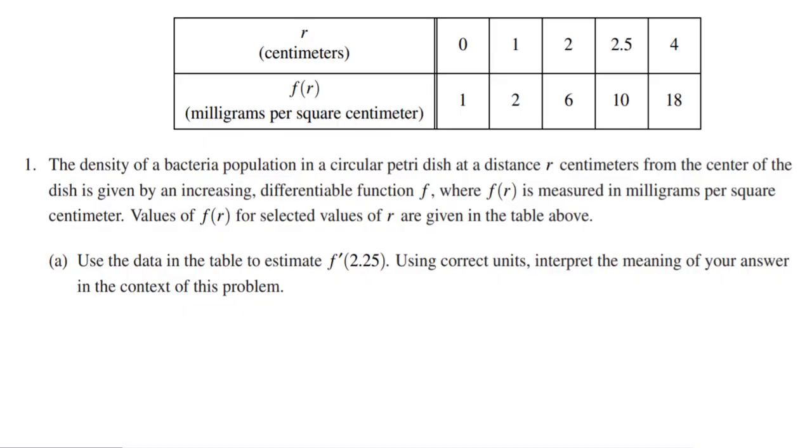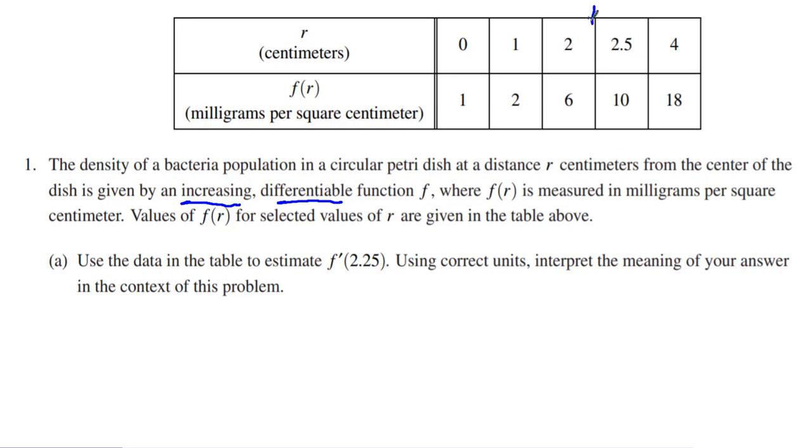It's a calculator problem. Of course, number 1 and number 2 are calculator problems. And number 1, you can see we're given this table of how the density of bacteria population in a circular petri dish at a distance r centimeters from the center of the dish is given by an increasing differentiable function. So right away, two things you want to note: it is an increasing function, and it is differentiable, which means many things apply. You can see f of r is measured in milligrams per square centimeter, and these values are given in the table above. The first thing we're supposed to do is estimate f prime of 2.25.